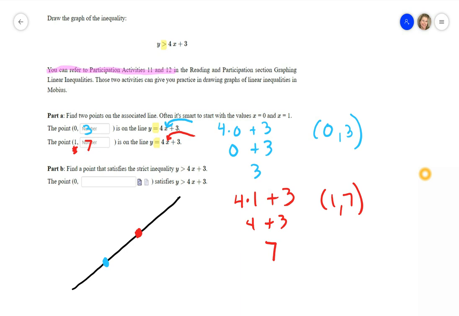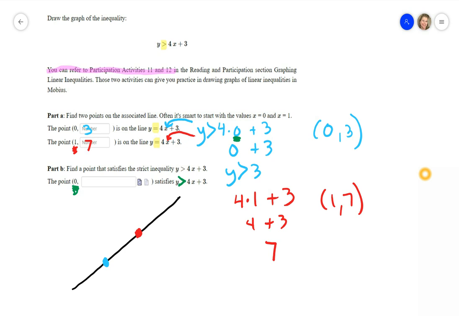Well, that means that it won't be on the line, it'll be above the line. And they have specifically given you the x coordinate of 0. Now, when we stuck 0 in up here, we got 3. Technically this is, let me go back to the blue pen, y is greater than 4 times 0 plus 3. So you would get y is greater than 3. When x is 0, you want any y that is greater than 3.